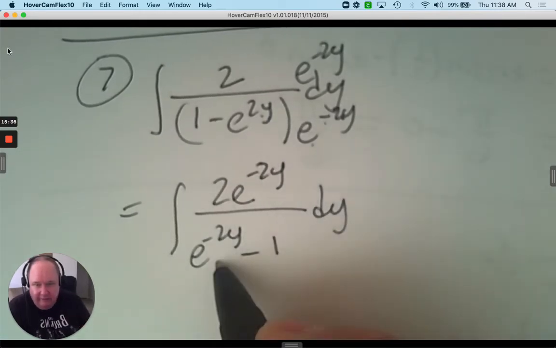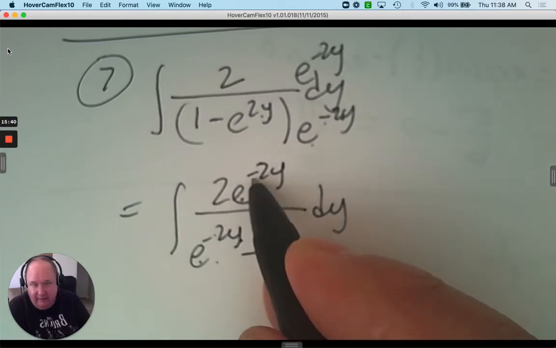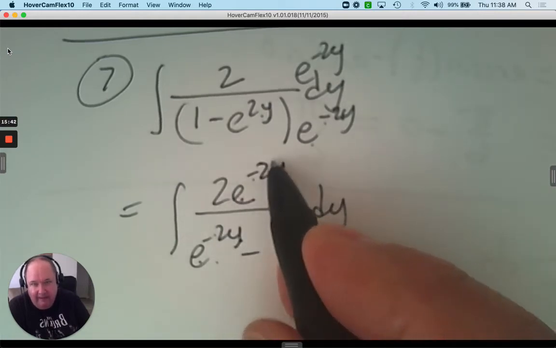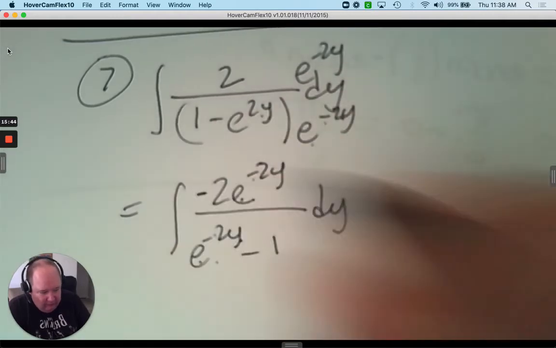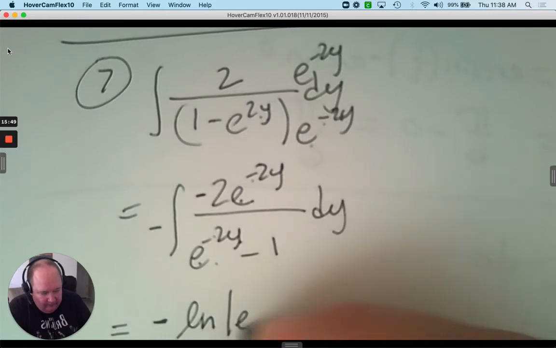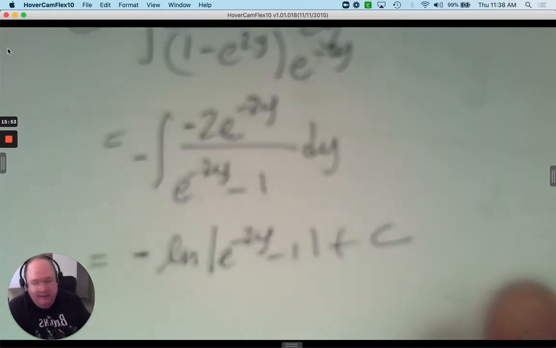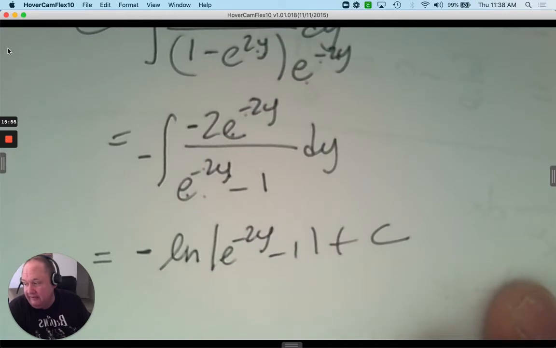So the derivative of e to the negative 2y is e to the negative 2y. And then the hook should be negative 2, the double hook, so I need a negative in front. So the answer is negative ln e to the negative 2y subtract 1 plus c. Man, that just takes practice to see that. And once you see it, then you could do the work.